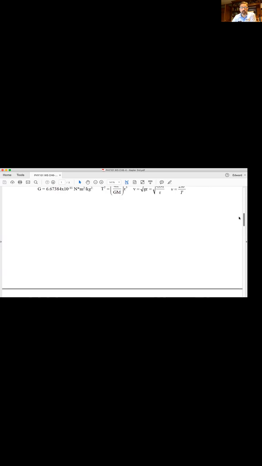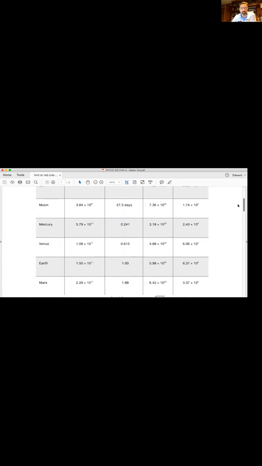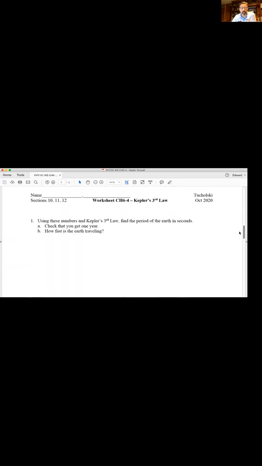Here's the first one. I want you to use Kepler's third law, that the period squared is proportional to the radius cubed. And I want you to find, using the chart up there, what the period of the Earth is in seconds. Apparently you're going to need some masses, like the sun and the distance to the Earth. Plug it into Kepler's law, and figure out what the period of the Earth is in seconds. And of course, you should know that's 1 year, so you can check this.